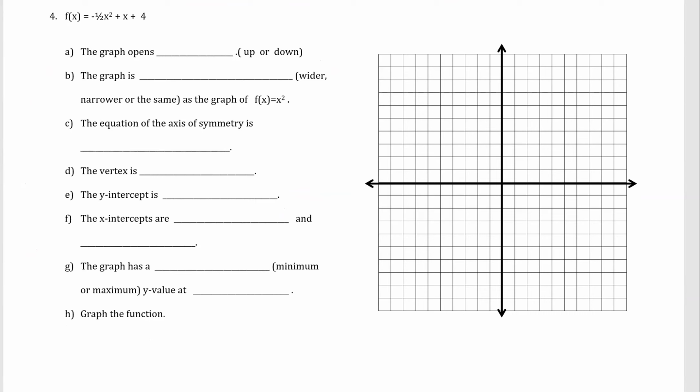Example number 4. A is equal to negative 1/2. B is equal to 1. And C is equal to 4. Because A is negative, we know the graph will open down. Since A is a fraction between 0 and 1, this will make the parabola wider. Axis of symmetry, x equals negative b over 2a.